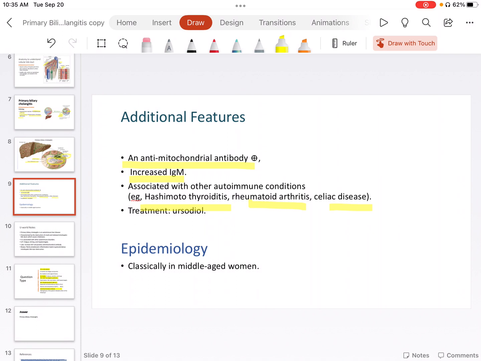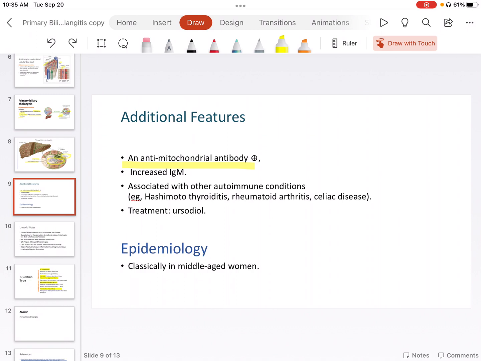Treatment is ursodiol. It's a pretty commonly used drug for gallbladder disorders, as it helps in thinning of the mucus, and as it thins the mucus, it helps the bile to go through tiny spaces. So that's how it helps in thinning of the bile, and it makes the way smoother for it to go.